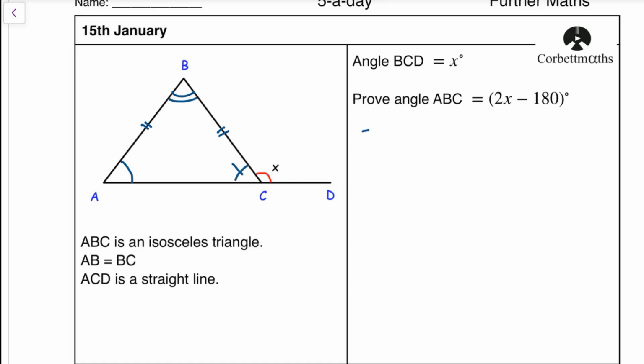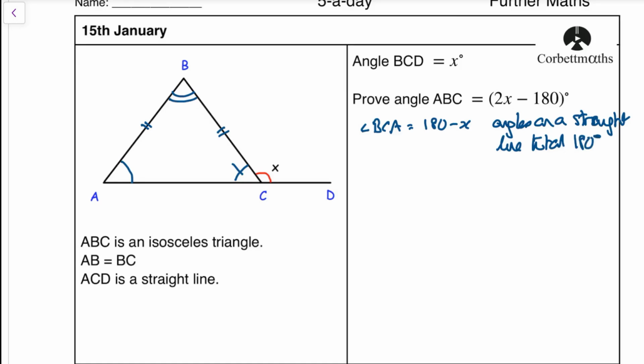So I'm going to start with angle BCA. Angle BCA is equal to 180 minus x because angles on a straight line total 180 degrees. Now, the mark scheme will be looking for specific words, like straight line, total 180, depending slightly on the mark scheme. But I know this angle here is 180 minus x, not y, 180 minus x.